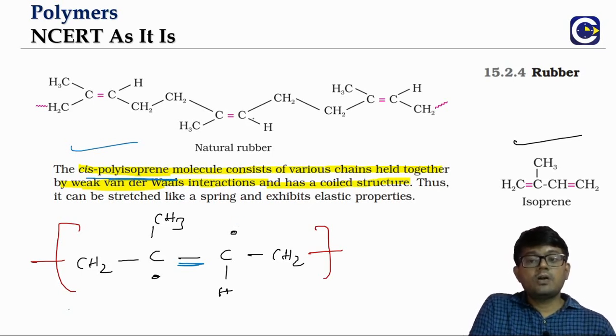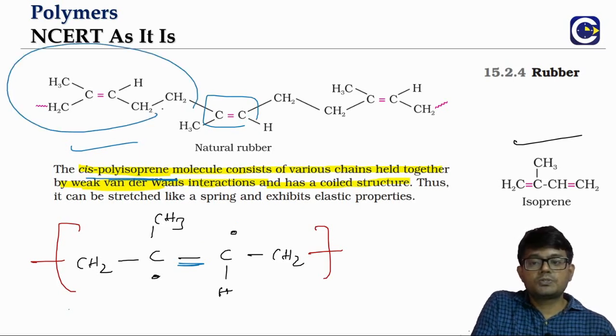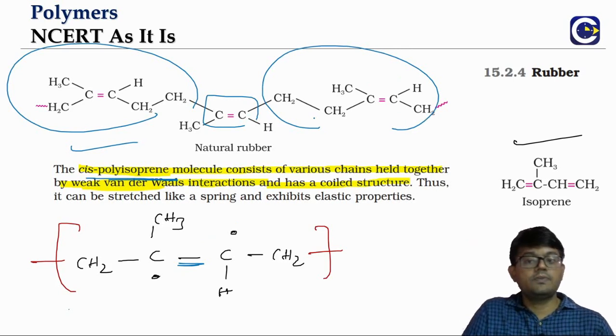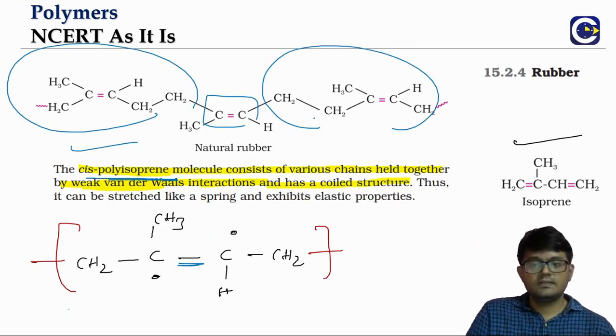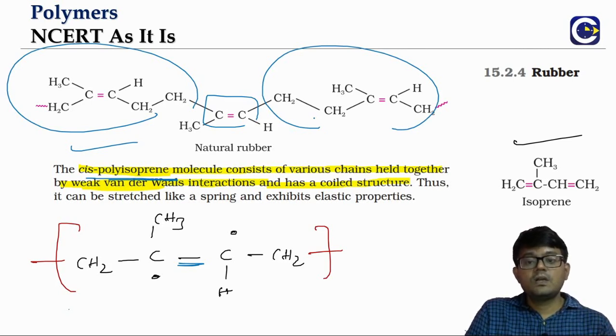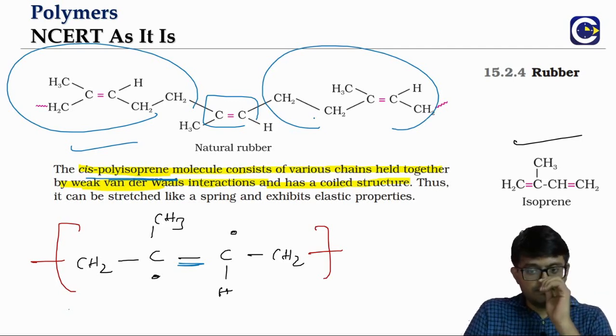But why are we calling it cis? You see, with respect to this double bond, where are the bulkier groups? The bulkier groups are on the same side of the double bond. That's why we call it cis. So this is a possible question. The natural rubber is what? Cis polyisoprene. And what is the monomer for that? Isoprene is the monomer.